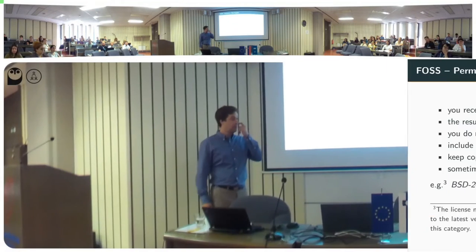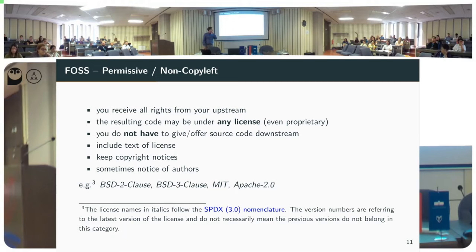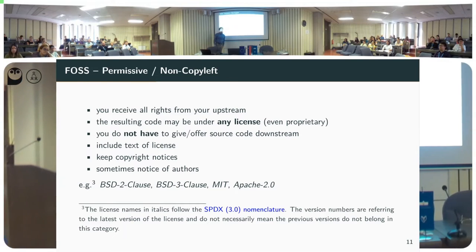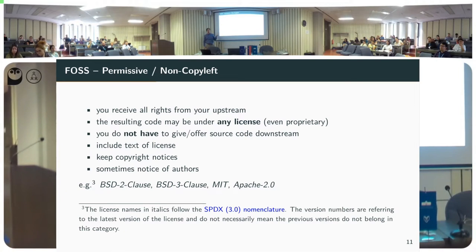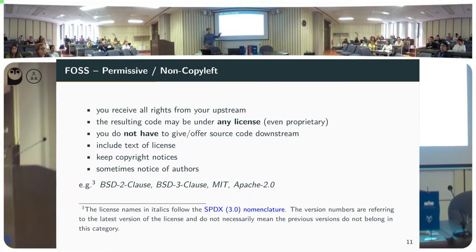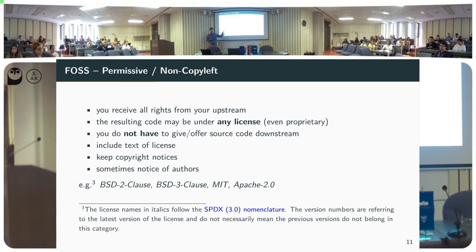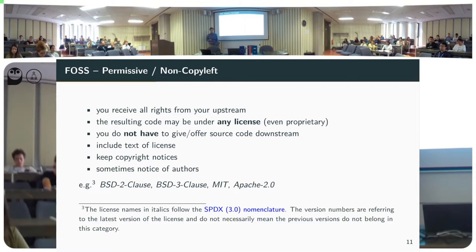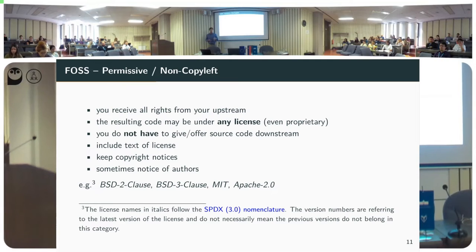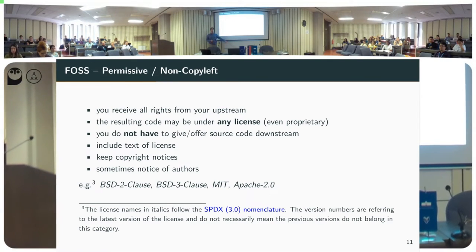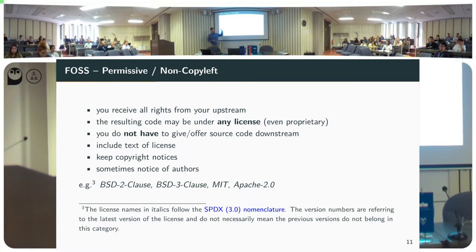So for permissive licenses like BSD and MIT, as I said, you receive all four rights of use, study, share, and improve from your upstream. So if you use a package under the MIT license, you can do all of those things with it. And once you mix it with your own code, you can release the whole thing under any license you want, even proprietary. That's what makes it permissive.